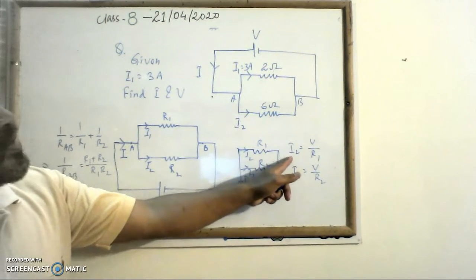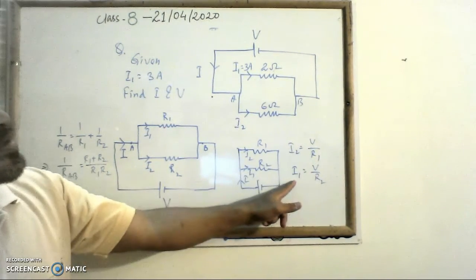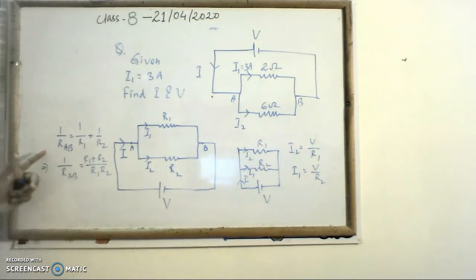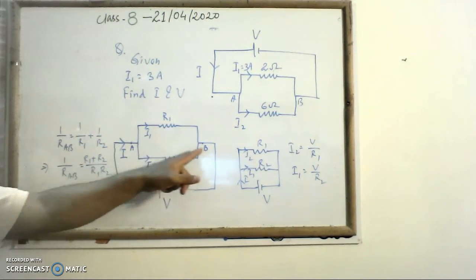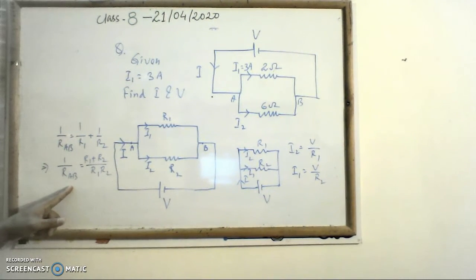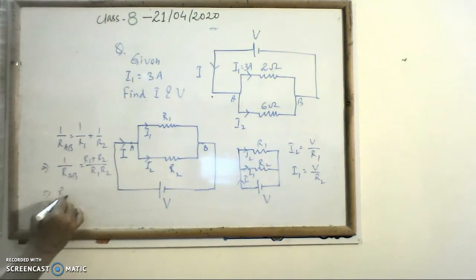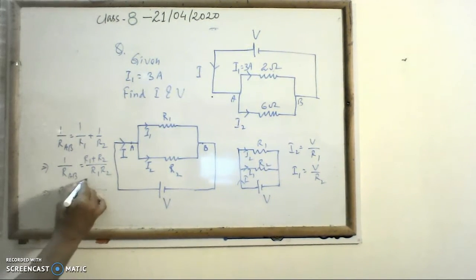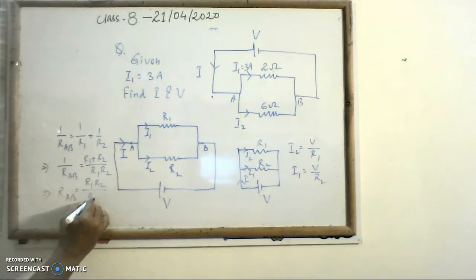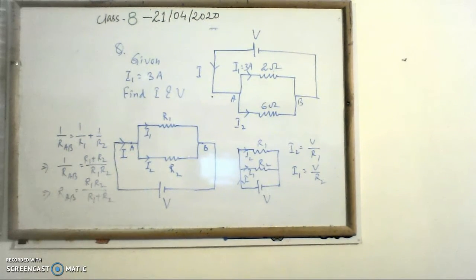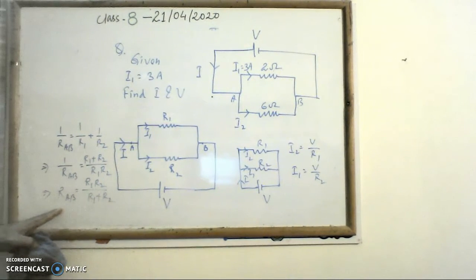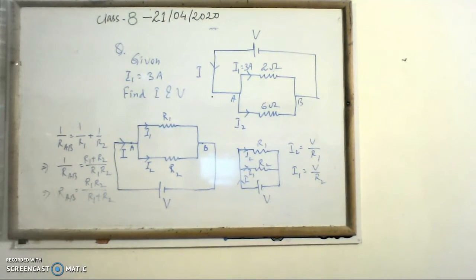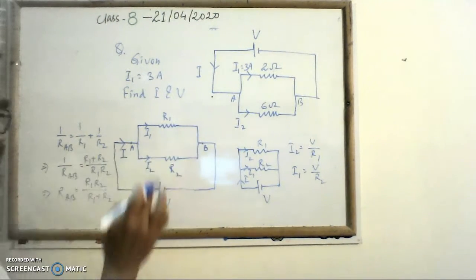So here I1 is obtained like this, V by R1, and I2 is obtained V by R2. Okay, so the equivalent resistance between the two parallel resistors is obtained like this. The equivalent resistance between A and B is 1 by RAB. Okay, so RAB is equal to R1 R2 by R1 plus R2. This is the equivalent resistance between A and B.